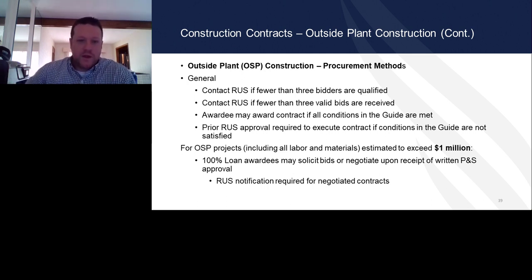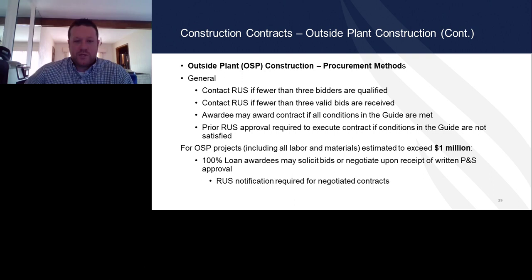Outside plant procurement methods. RUS contract, fewer than 3 bidders, you need to contact us. If fewer than 3 valid bids are received, then you need to contact us. If all conditions are met based upon the conditions in the guide, which begins on page 15, then you're able to execute. Prior approval is needed to execute the contract if all the conditions in the guide are not satisfied.